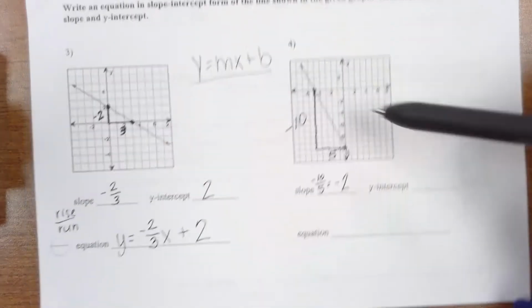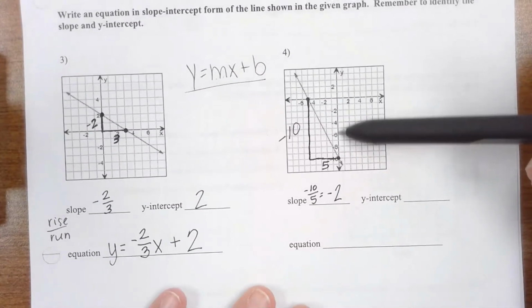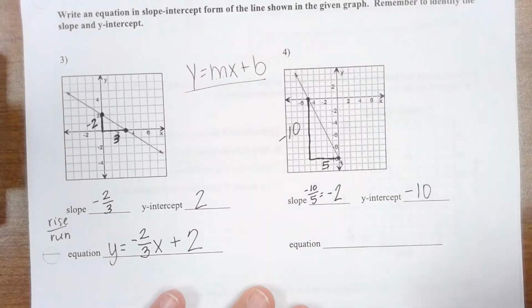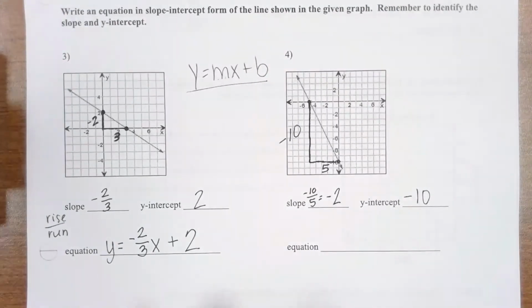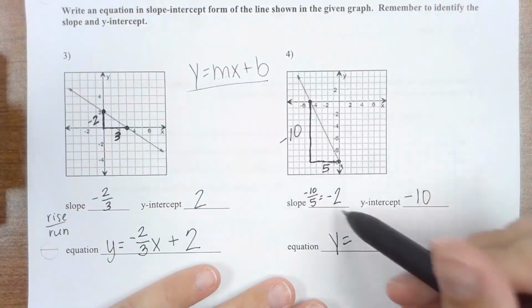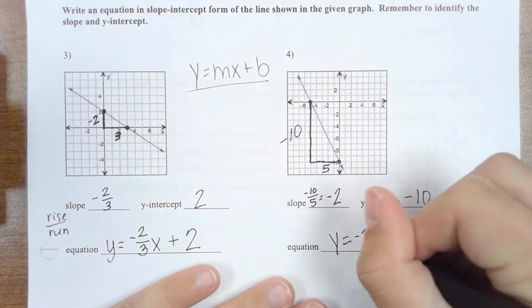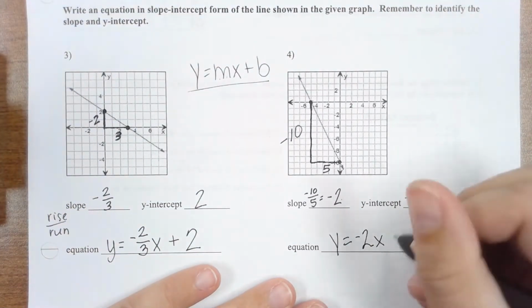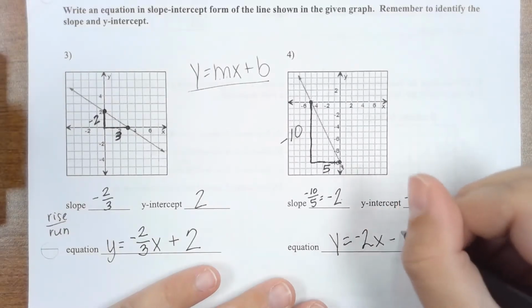And then the y-intercept is where the line crosses on the y-axis, and as you can see, it crosses right here at -10. So when I go to set up this equation in slope-intercept form, that is in the format of y equals mx plus b. So our equation is going to be y equals, our slope was -2, so it'll be -2x plus my y-intercept of -10. So you can put plus -10, or you can write -10.